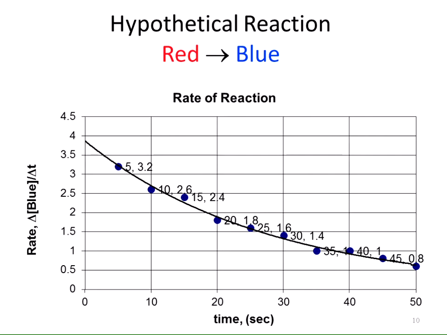Now in this next graph, we've still got time on the x-axis, but on the y-axis we have the rate of the reaction. And notice that the rate of the reaction is slowing down. So as the reaction goes on, as time progresses, the reaction gets slower and slower. So it first starts off very fast, and then it starts to get slower and slower as time goes on.